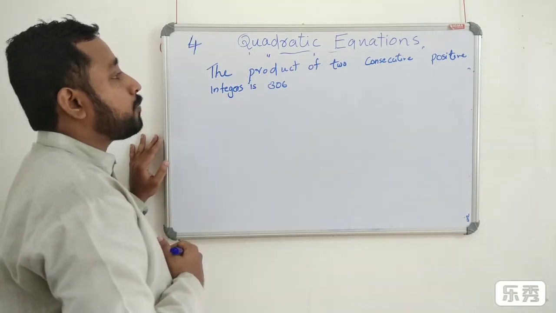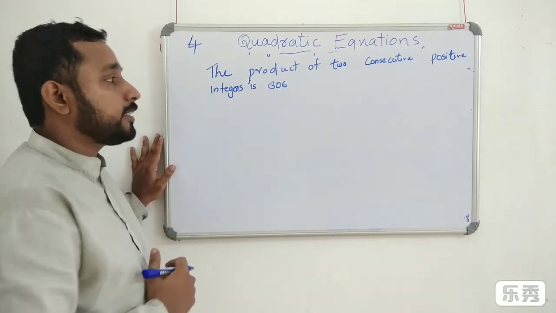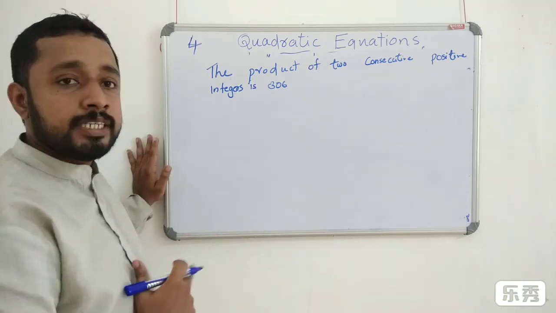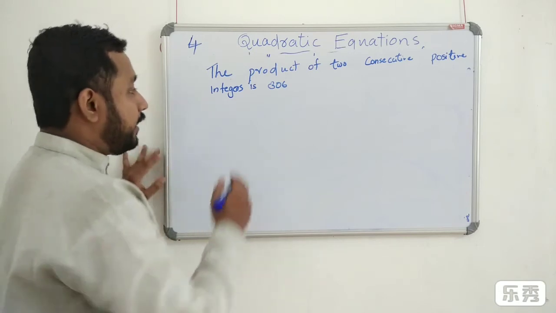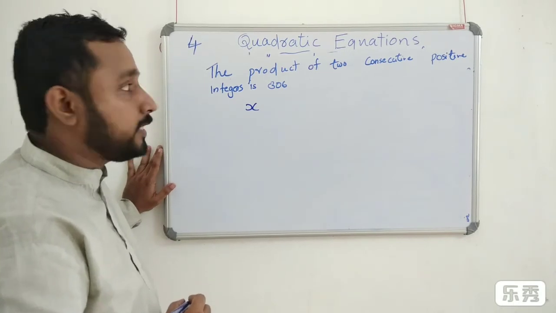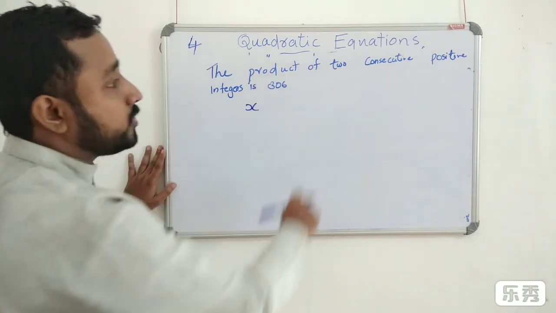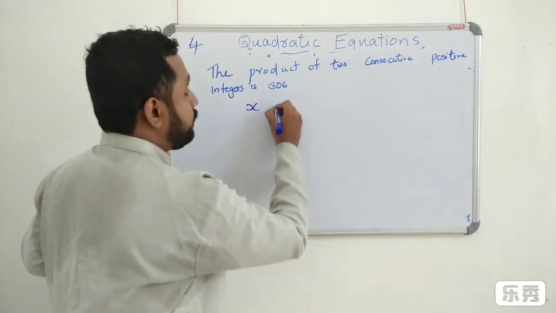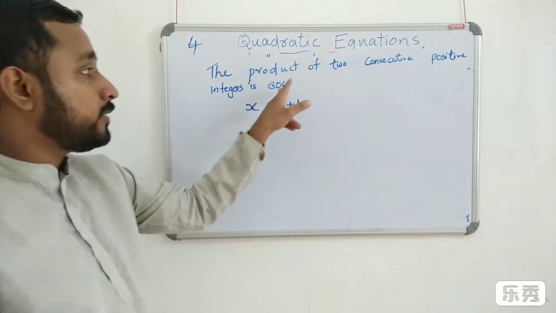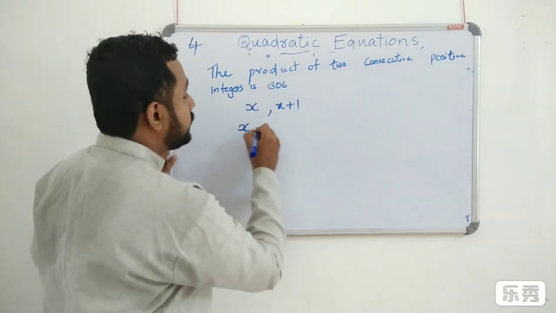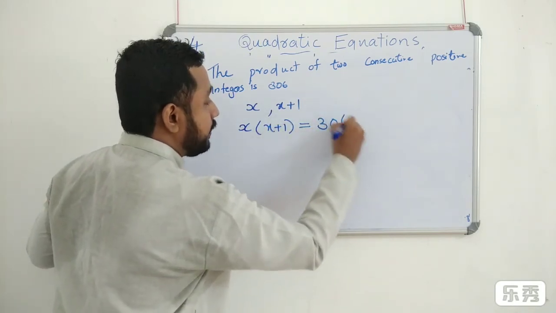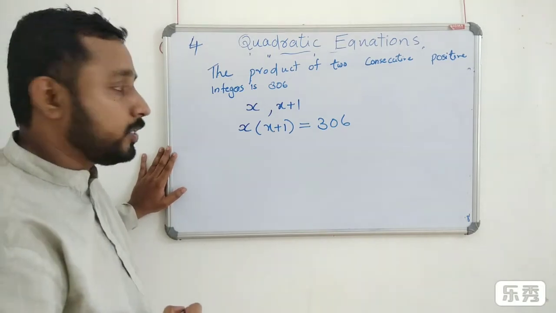Another situation is the product of two consecutive positive integers is 306. Let us take the first integer to be x. If x is the first integer, then the next integer will be x plus 1. So the product of x and x plus 1 is equal to 306. x into x plus 1 is equal to 306.